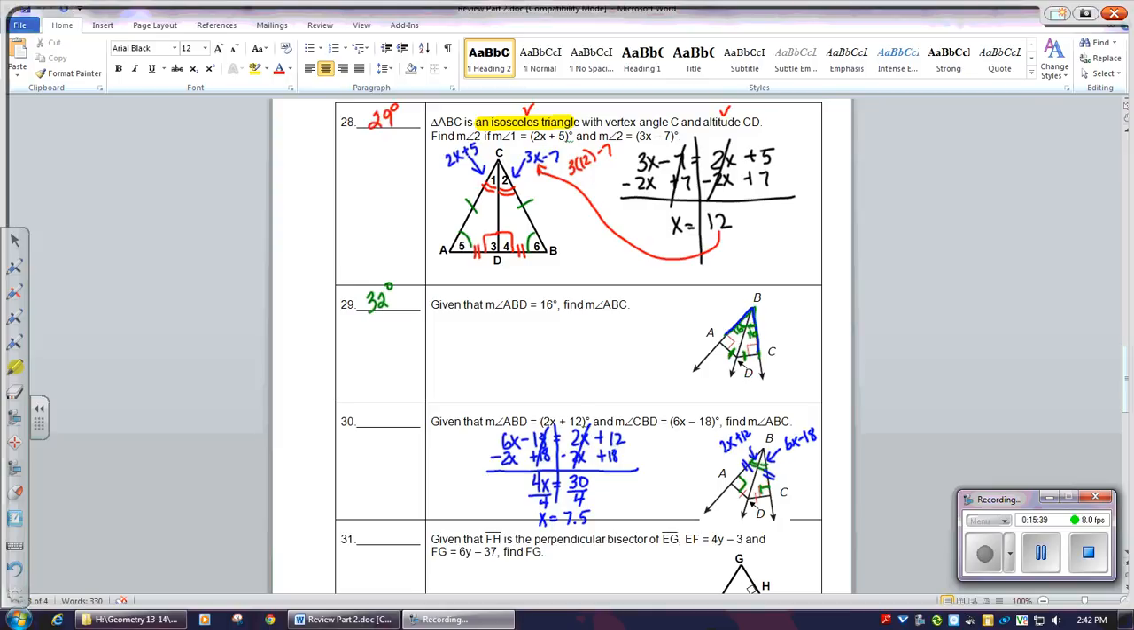It wants me to find the measure of ABC. That's the whole thing. Well, I need to plug it in there first. So I need 2 times 7.5 plus 12. Always multiply first, order of operations. So 7.5 times 2 is 15. 15 plus 12 is 27. If this angle is 27, so is that. Together they form angle ABC. 27 plus 27 is 54 degrees. And I found the measure of angle ABC. Always check your words to make sure you found what they wanted.